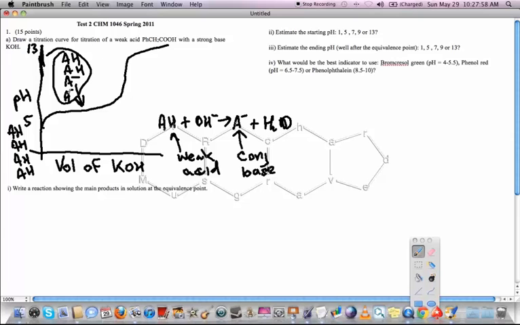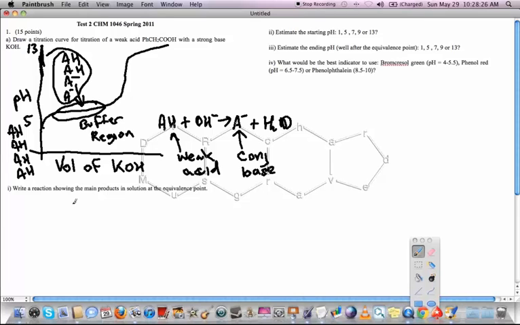So indeed we do have a mixture of a weak acid and its conjugate base, and what we are going to see is a buffer region, because that will indeed resist changes in pH upon the addition of this strong base here. So we have a buffer region here.